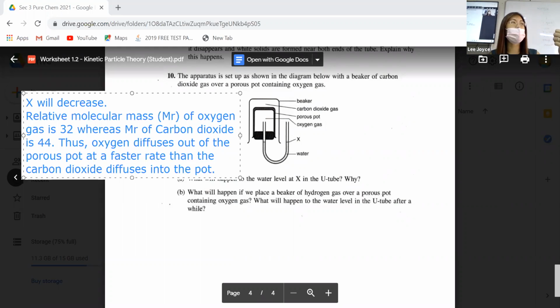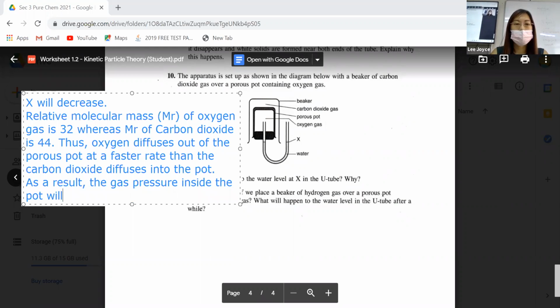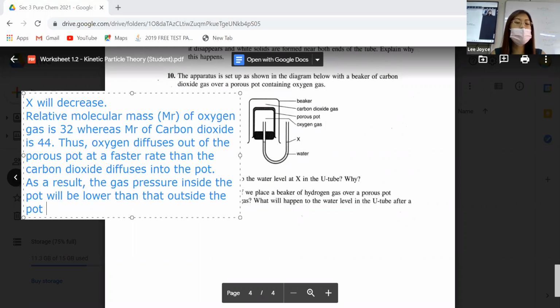So first point, mention the Mr of the two gases. Second point, talk about how they move. Haven't finished. The third point, you have to mention that as a result, the gas pressure inside the pot will be lower than the gas pressure outside the pot.